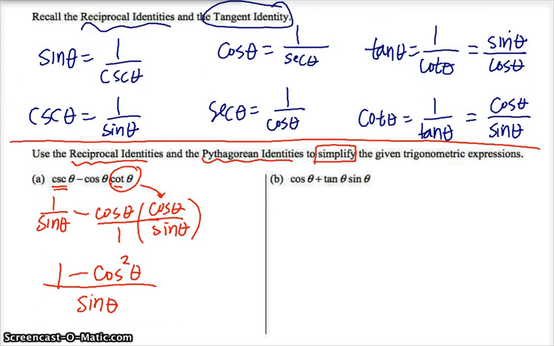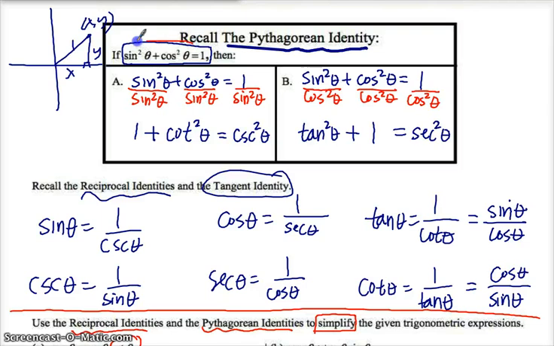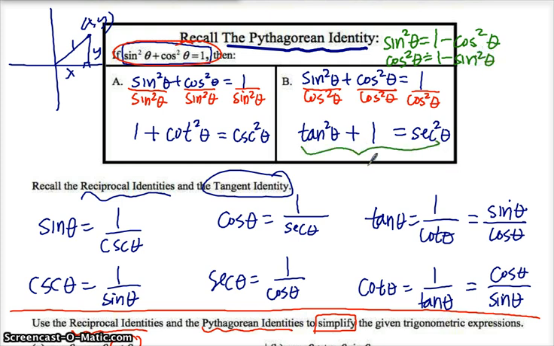Now going back up here to the Pythagorean identity, not only does sine squared plus cosine squared equal 1, but if you isolate sine squared, that would equal 1 minus cosine squared. Or if you isolate cosine squared theta, that would equal 1 minus sine squared theta. And the same is true for these, right? If you isolate tangent squared, tangent squared theta equals secant squared theta minus 1. Or cotangent squared theta equals cosecant squared theta minus 1. So you also might use these as part of your Pythagorean identities.